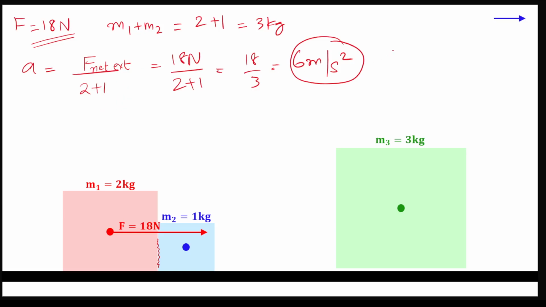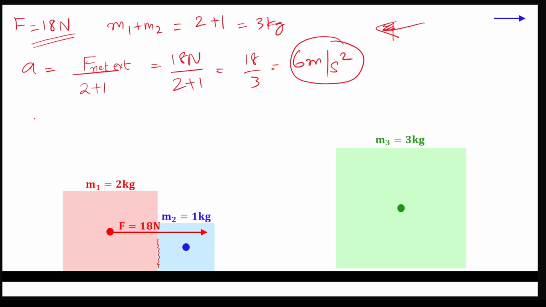What this F equals ma equation that I have written right here is for the entire system consisting of both m1 and m2 and an external force of 18 Newton. Please note that although it is shown on the center of mass of red, it is an external force. It is shown on the center of mass of red because the system behaves as if all the external forces are acting on the center of mass.